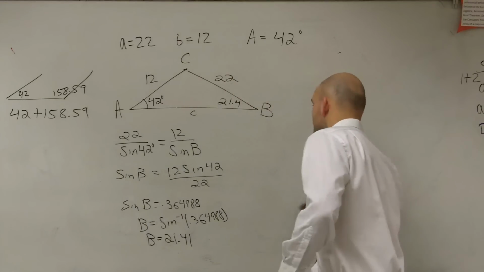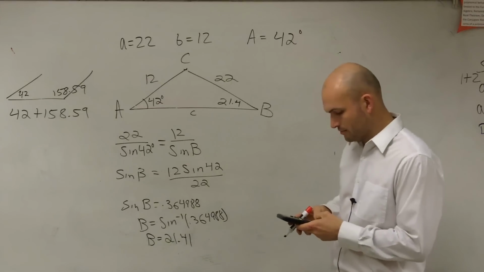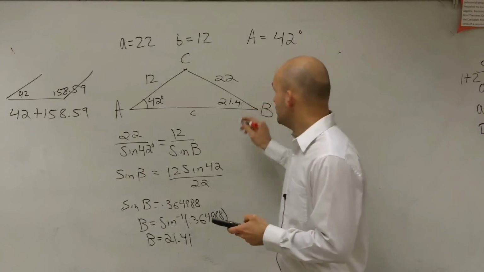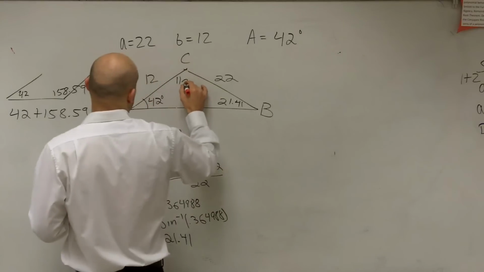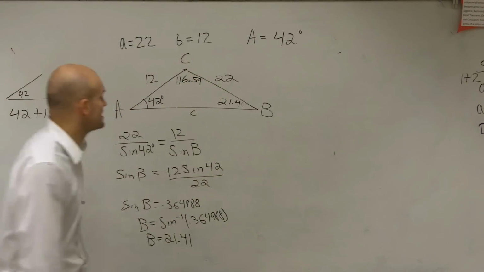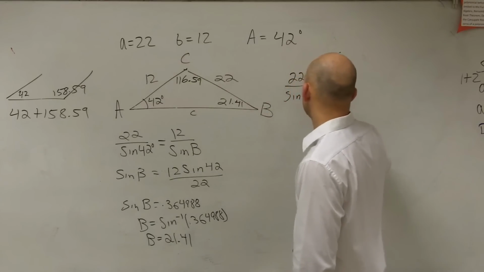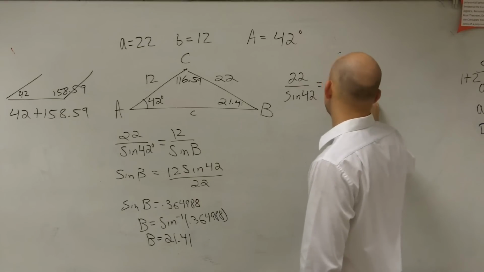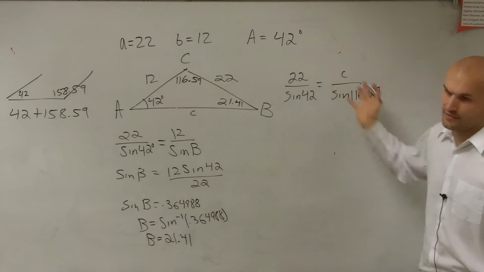All right. Then let's figure out what the rest of the triangle is. So if this is 21.41, I can do 180 minus 21.41, and then minus 42. And that's going to give me 116.59 degrees. Now I can finalize my law of sines by doing 22 over the sine of 42 is equal to C over the sine of 116.59. And then again, we'll solve.